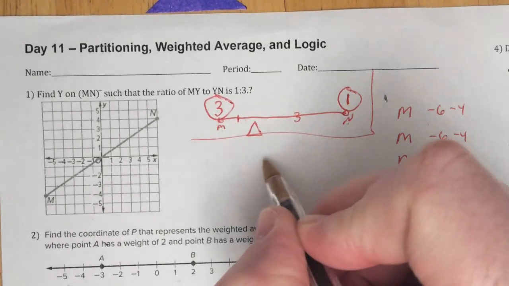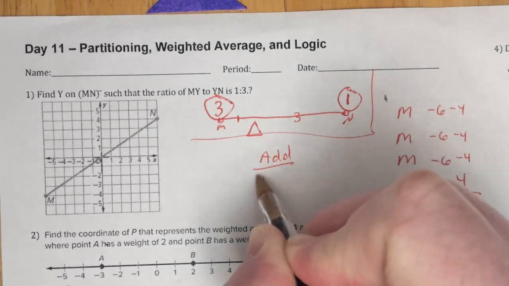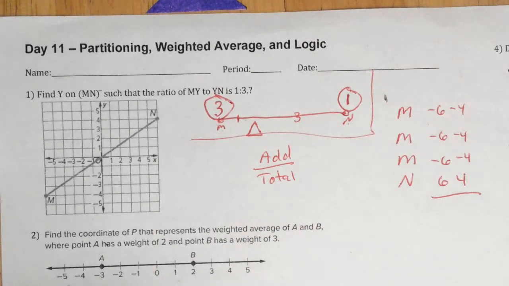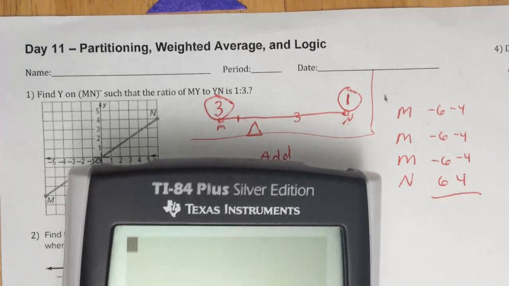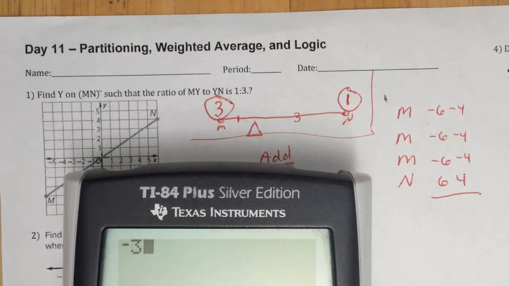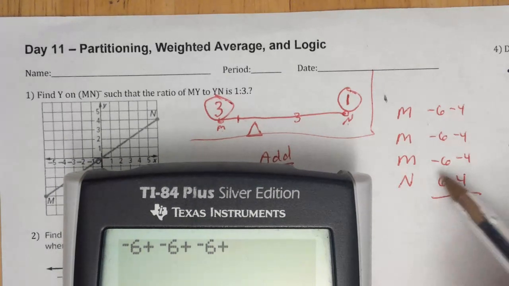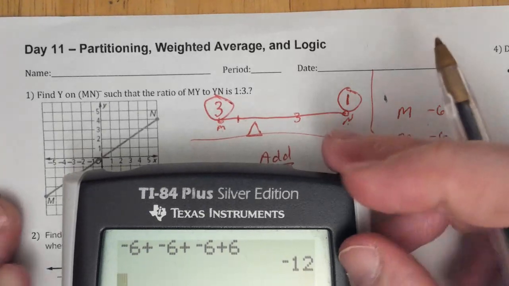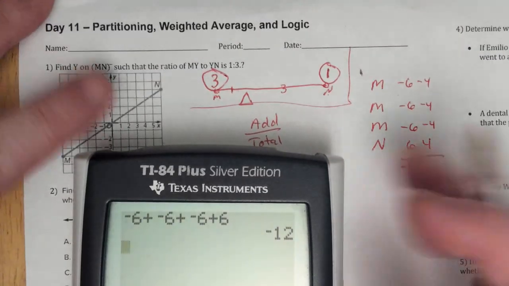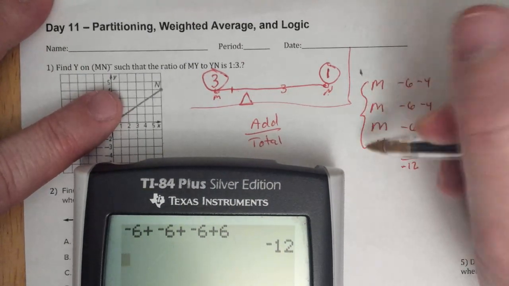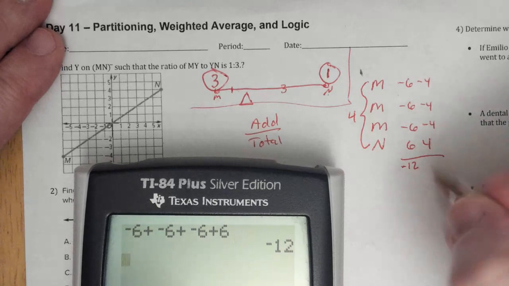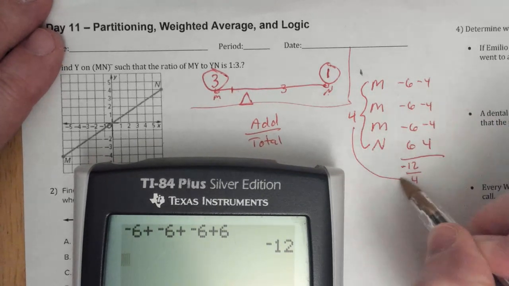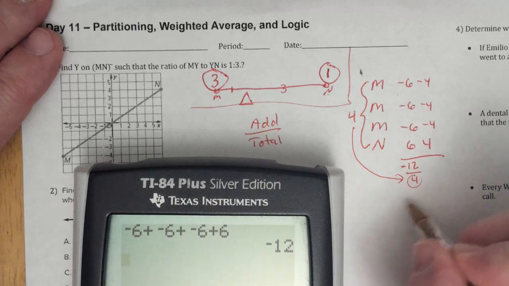So all we have to do is add and divide by the total. That's all we have to do. Okay, so if we add all these together, I'll show you my calculator so you can see what's going on in my head. I'm doing -6 plus -6 plus -6, and then plus 6, and I get -12. So all I did was add it, and now I'm dividing by the total. How many are there? There were 4. So we're going to divide by 4. That's where that number came from, right there. We divide by 4, and we get -3.